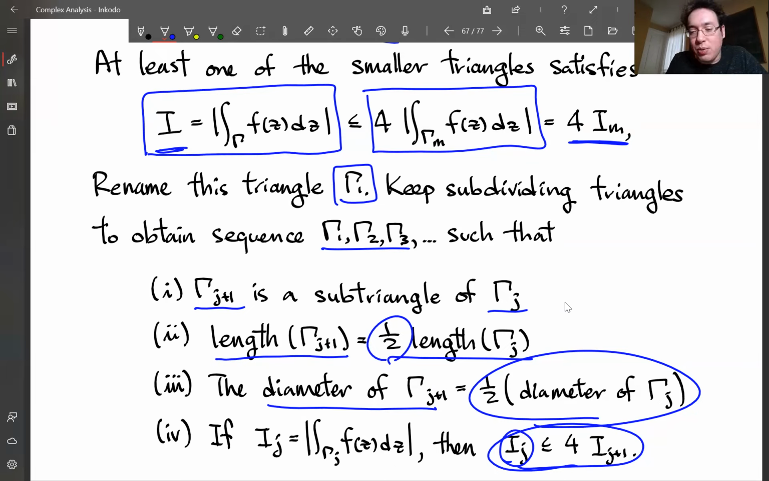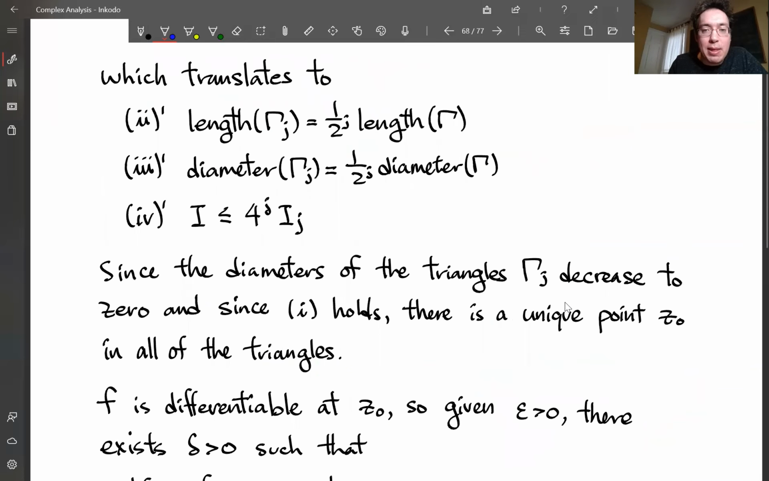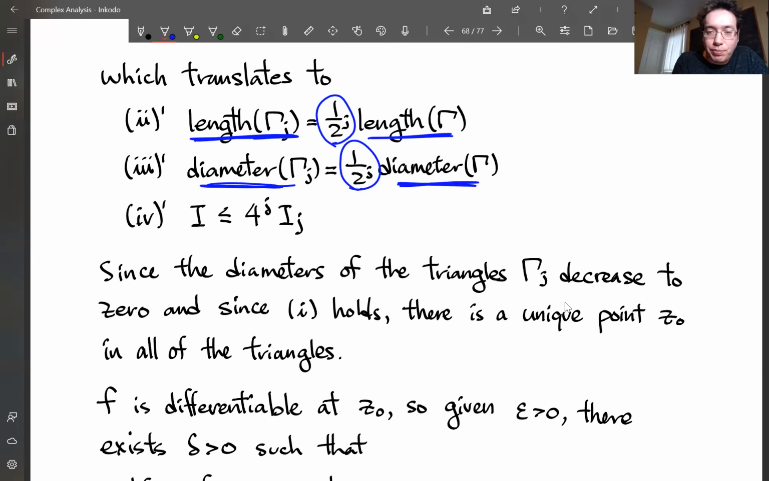We can translate this to what this means in terms of the original triangle. So the perimeter of the jth subtriangle is 1/2 to the jth power times the perimeter of the original triangle. And same comparison for the diameter: the diameter is 1/2 to the jth power of the original diameter of the triangle. And the size of the original path integral is at most 4 to the j times the jth path integral.